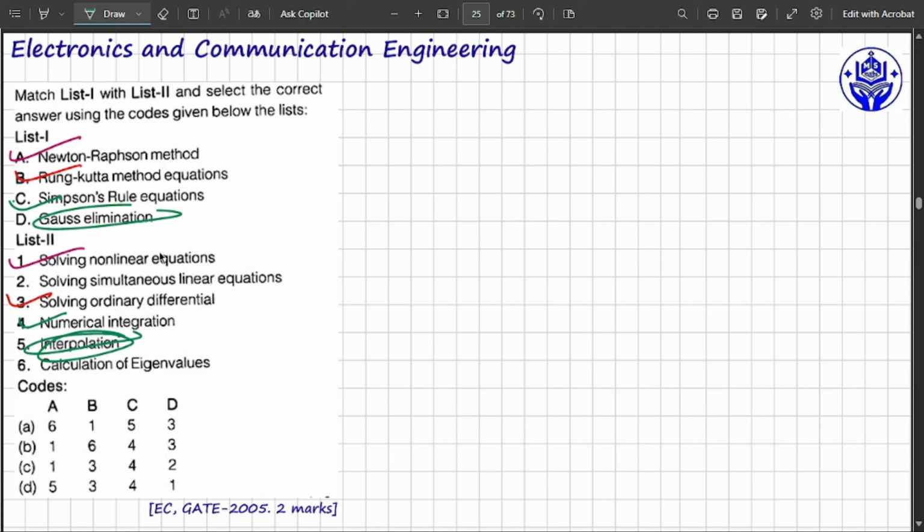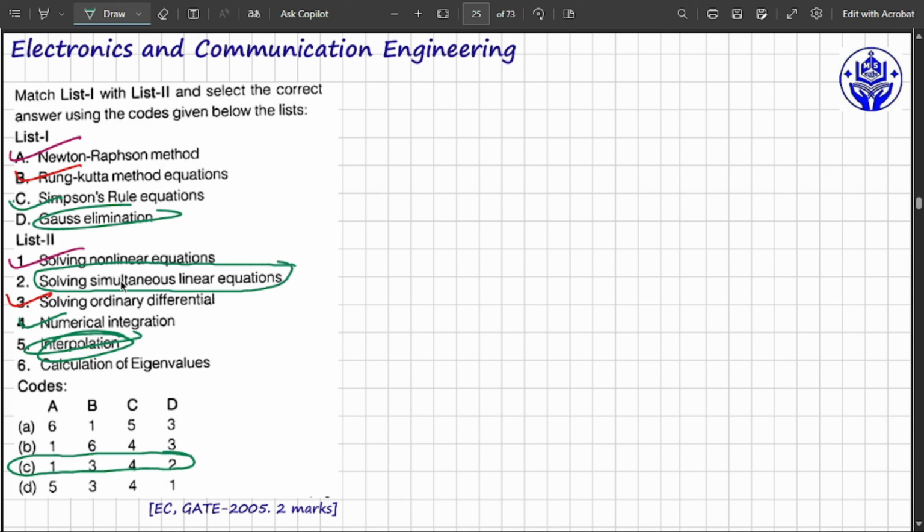It is the solution of a system of linear differential equations. Not linear differential, a linear system of linear equations. So here, the most correct option is C. A is related to 1, B is related to 3, C is related to 4, and calculating eigenvalues is numerical solving. This question is not wrong.